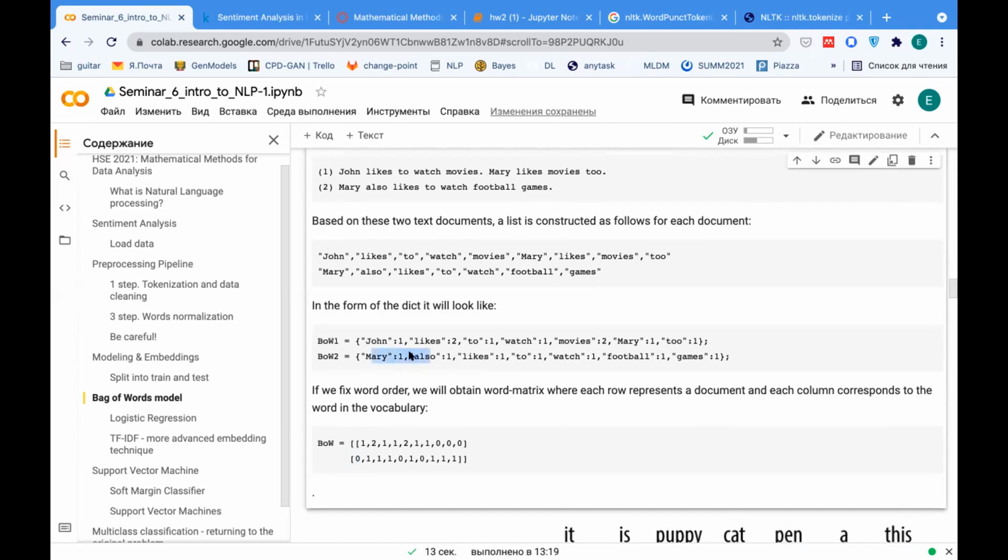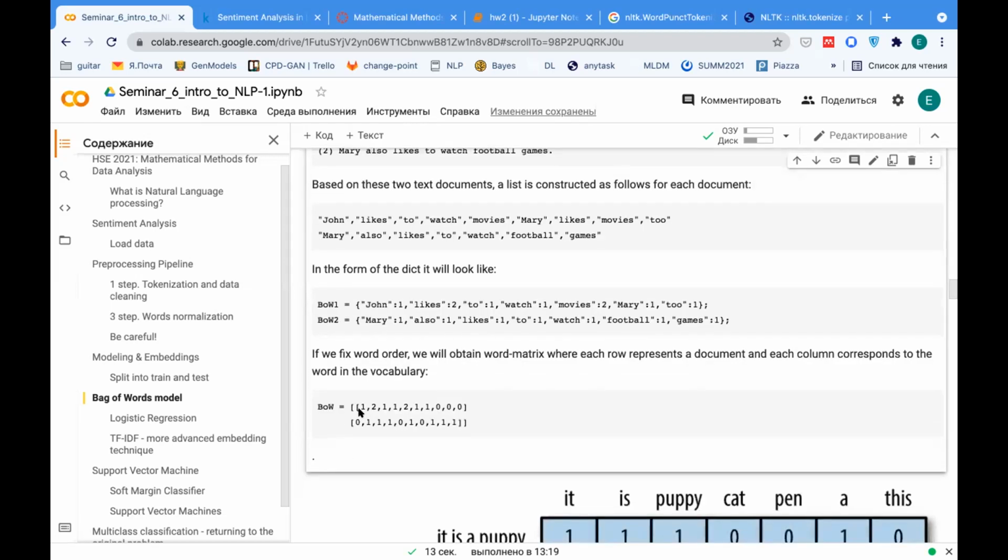It's because we said that we have a common vocabulary for both sentences. So words like, for example, movies in the second sentence will have 0. In this manner, we will have some encoding for our sentences or for our words.